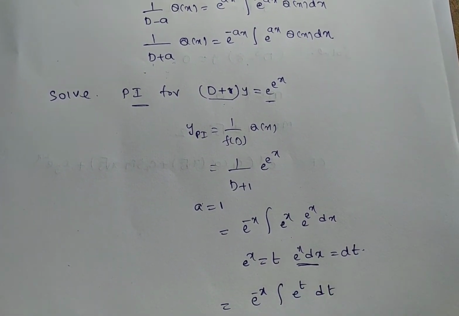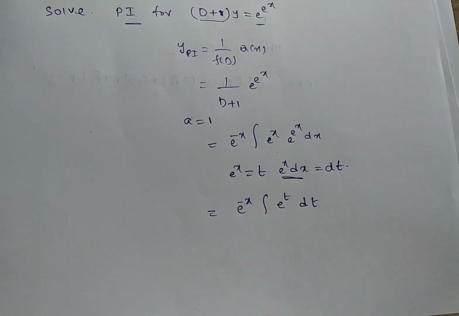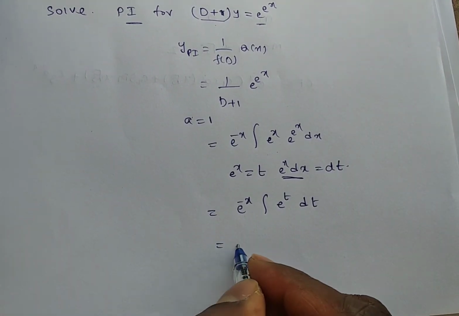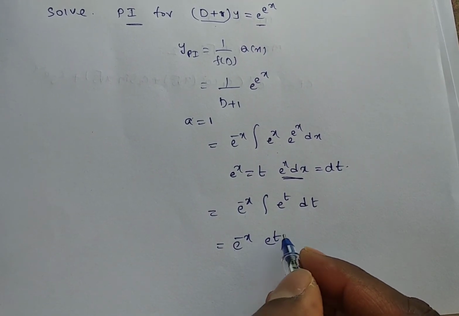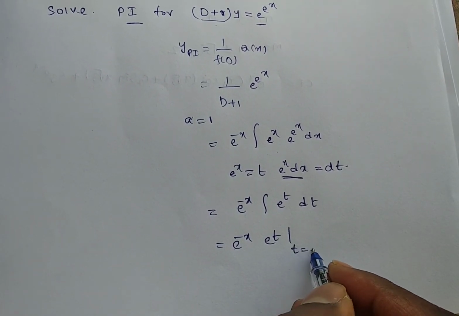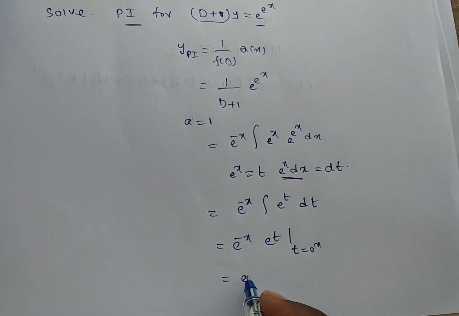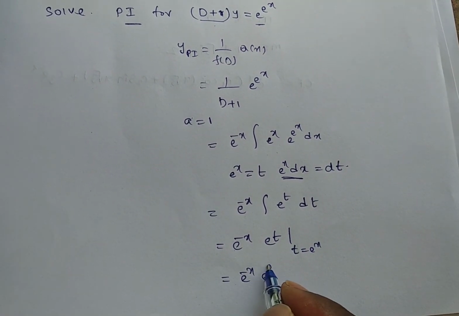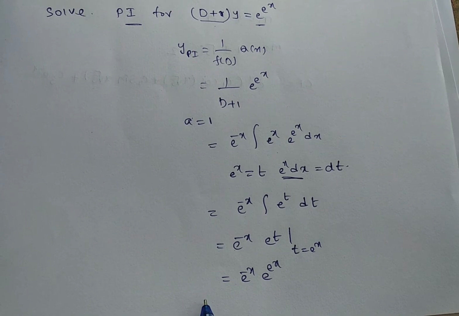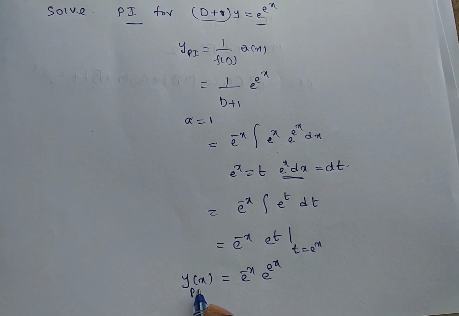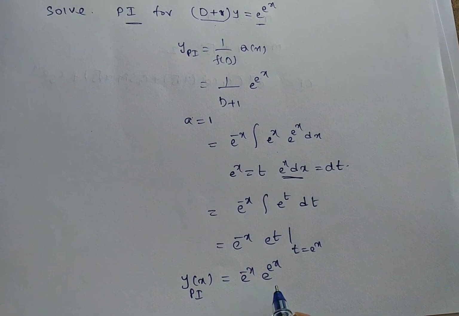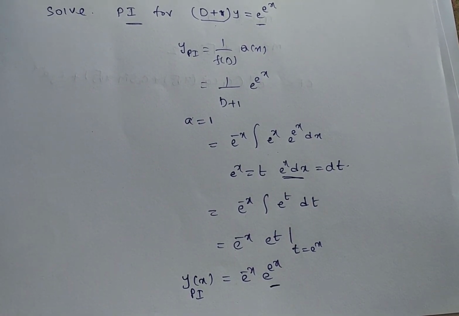Now this solution will become e to the power of minus x into integral of e power t dt. You know that this is e power t only. Now replace t is equal to e power x. So e power minus x into e to the power of e power x. So the particular integral y PI is e to the power of minus x into e to the power of e power x. This is the particular integral.